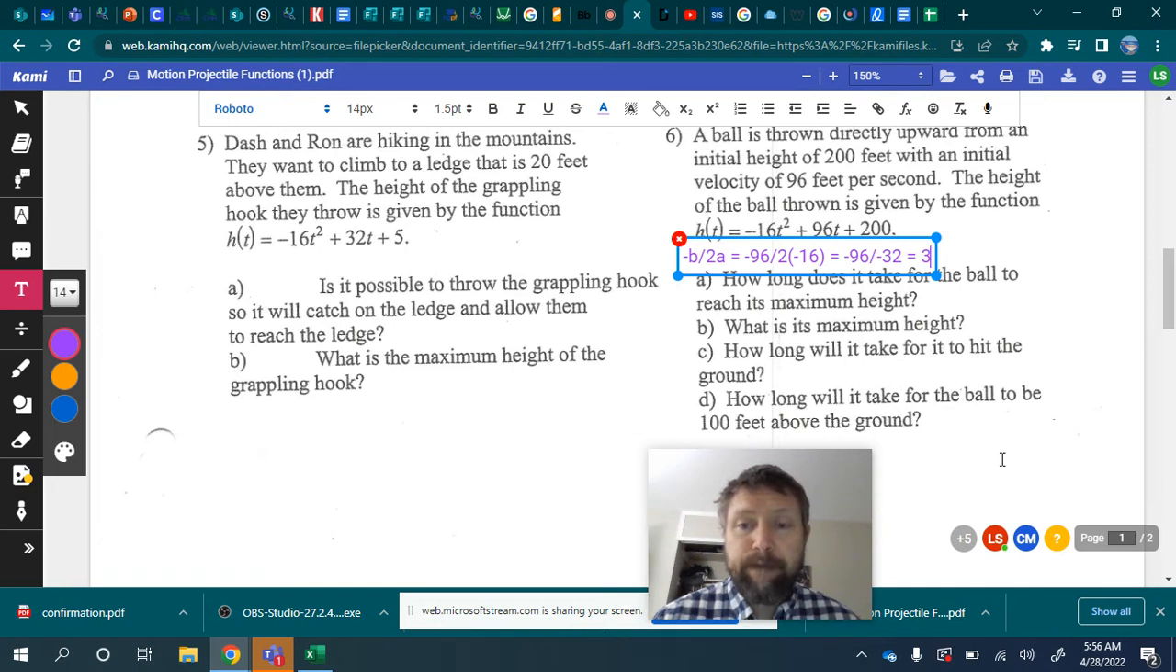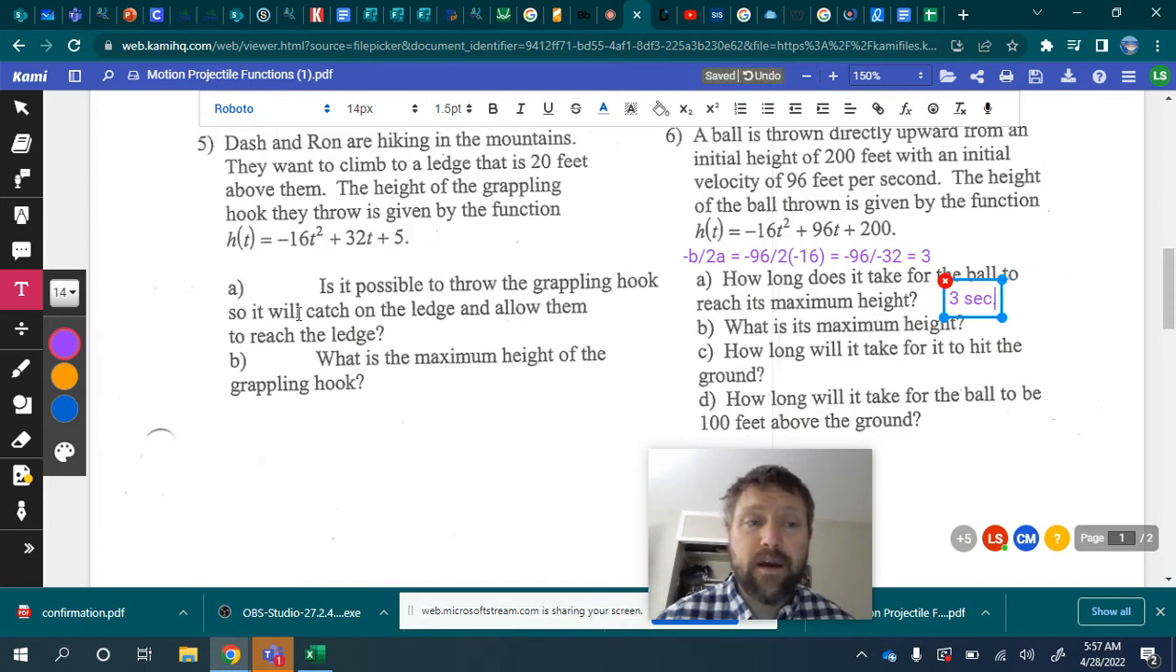So we know, how long does it take for the ball to reach its maximum height? Well, we just answered that. That's part A. The answer to part A is 3 seconds. I'm going to put that here. Okay, we're done with that. Now, B, what is the maximum height?